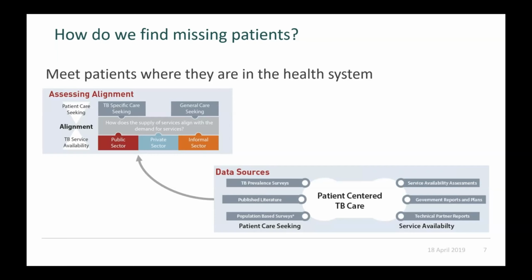And we have learned that there are existing data in nearly every context to help us to understand these two facets of the patient pathway analysis, the patient care seeking and the service availability. So from the patient care seeking perspective, many countries have TB prevalence surveys. Others have published literature. There may be population-based surveys such as demographic and health surveys, even census data in some cases. On the service availability side, we know that many countries have done service availability assessments. Others have government reports or government plans, and there have been technical reports by partners that can help us to inform a knowledge base of service availability.